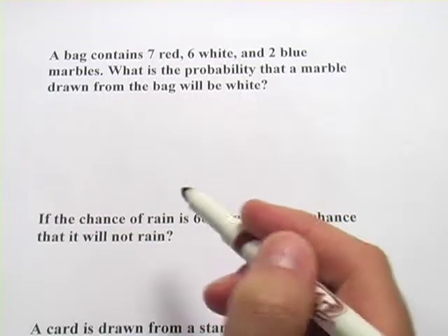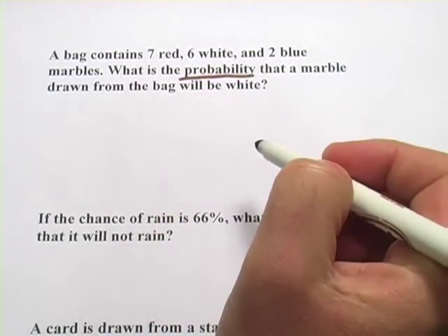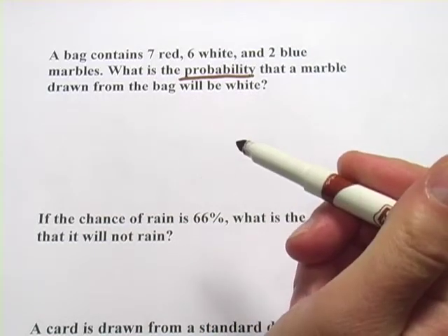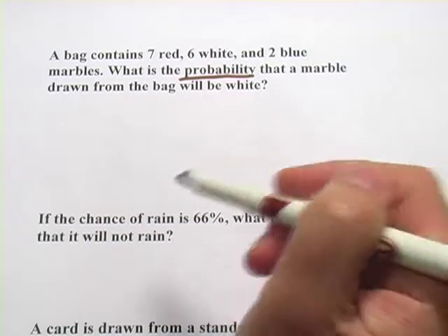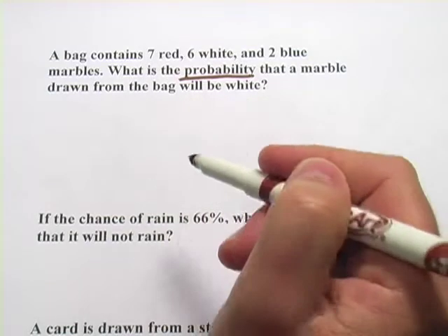In these problems, we're figuring out the probability that something is going to happen. So what are the odds, what are the chances that a particular event is going to happen? And there are a couple of ways you can express a probability. You can express it as a fraction.